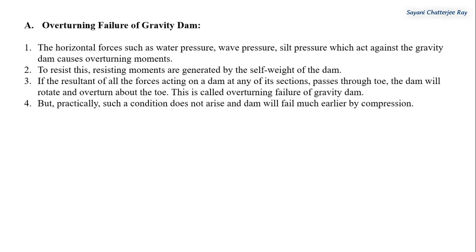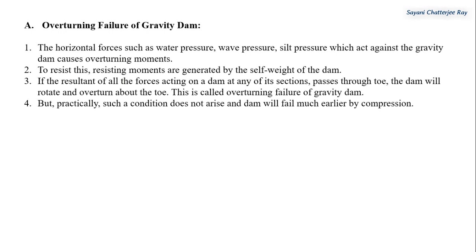overturning failure of a gravity dam. The solid gravity dam may fail by overturning at its toe when the total horizontal forces acting on the dam are greater than the total vertical forces, that is, its own self-weight.